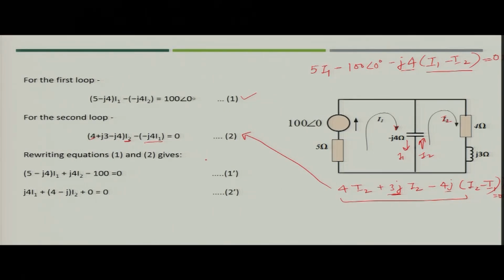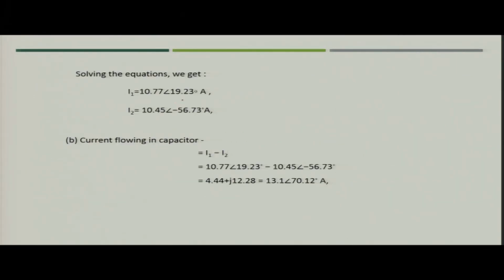Now, what you have to do? You have to just simply rearrange in such a way that you can solve it. If you rearrange and solve this equation, the current I1 which you will get is 10.77 angle 19.23 degree, and I2 is 10.45 angle minus 56.73 degree ampere.